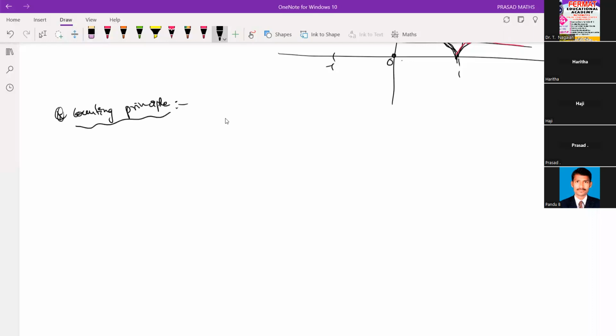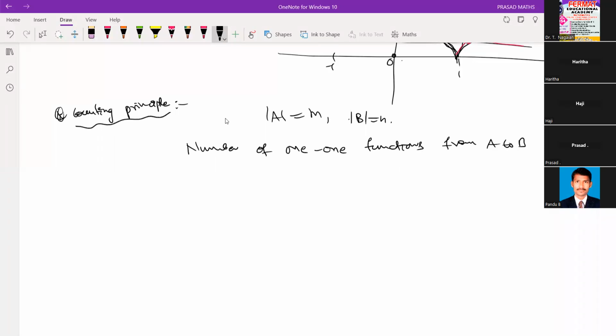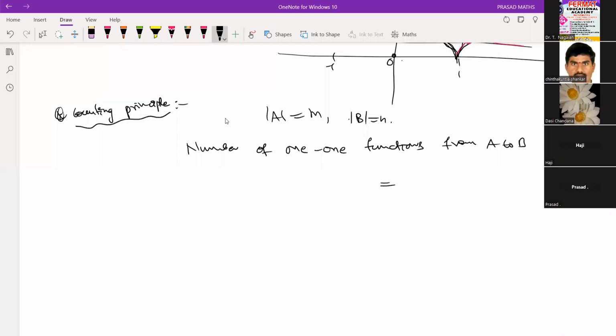What do you mean by counting principle? See, this is a formula for only finite sets, amma. We don't have a formula for infinite sets. Suppose cardinality of A is m, cardinality of B is n. Therefore, the number of one-one functions from A to B, anybody? What is the formula? M power n? N power m?